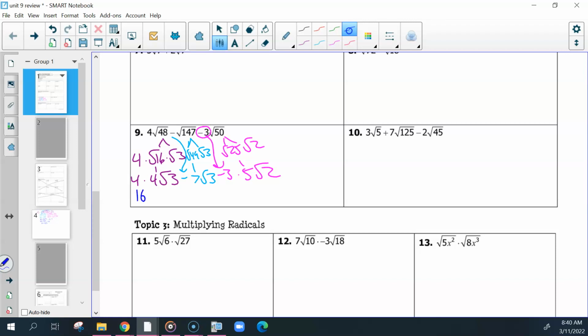We have 16 times the square root of 3 minus 7 times the square root of 3 minus 15 times the square root of 2. You can only combine 2 of those because they have the same radicand. So that would be 9 square root of 3 minus 15 square root of 2. Did that answer your question?